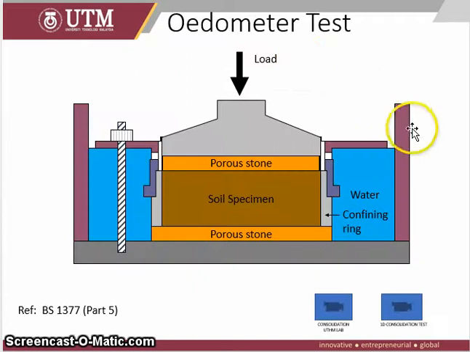So this is a schematic diagram of the confining ring together with the saturated condition. As we can see, the soil specimen is very small, with a diameter to height ratio of 3:1, and we have a porous stone at the top and at the bottom. We put the soil in the confining ring and apply the load, and the surrounding condition is saturated with water.